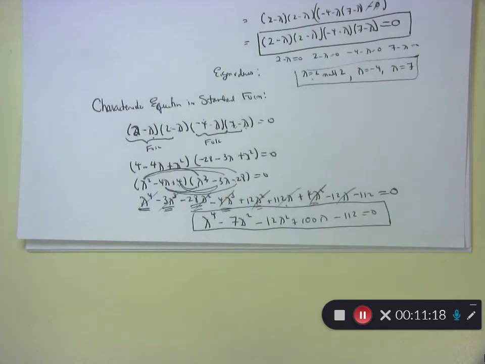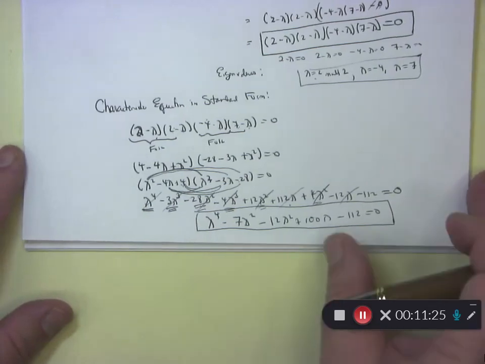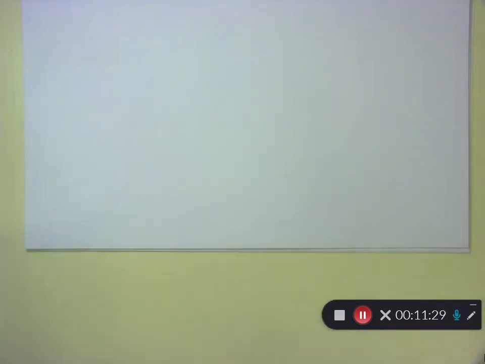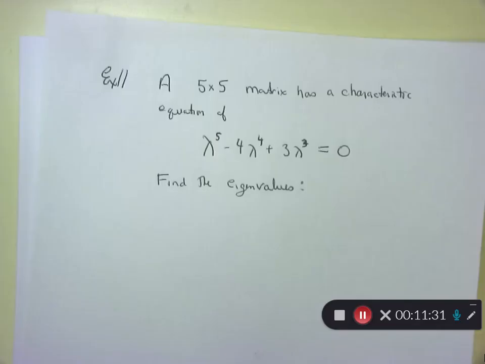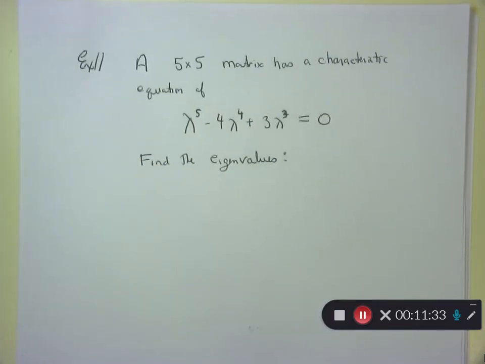But this one's kind of large here, all right? So what would you do about a problem like this? A 5 by 5 matrix has a characteristic equation of lambda to the 5th minus 4 lambda to the 4th plus 3 lambda cubed equal to 0. How would you find the eigenvalues?